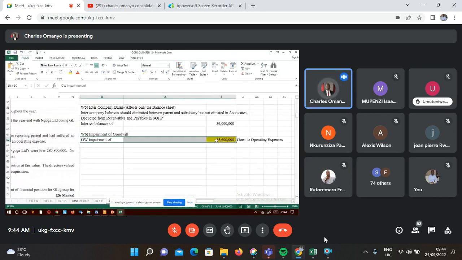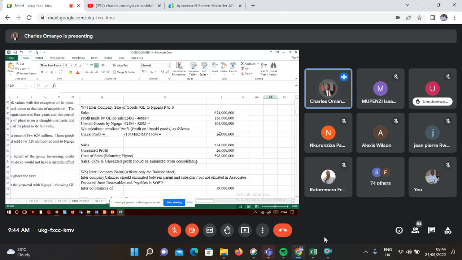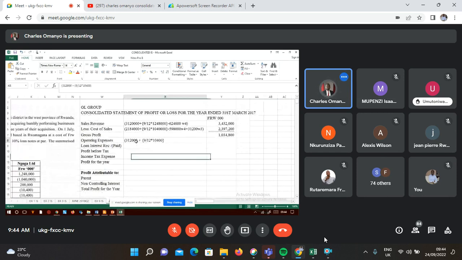Goodwill impairment is 15,600, and we have been told in the question it goes to operating expenses. So 15,600 goes to operating expenses. So you'll add it. 15,600. Somebody remind me, what was the working number?